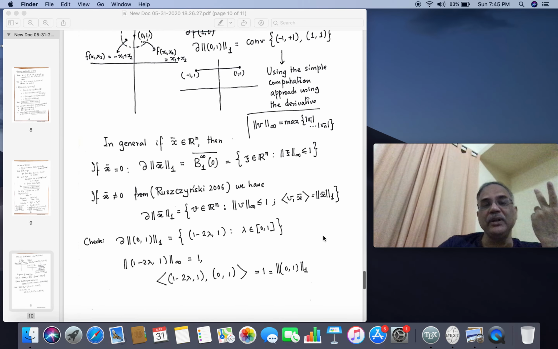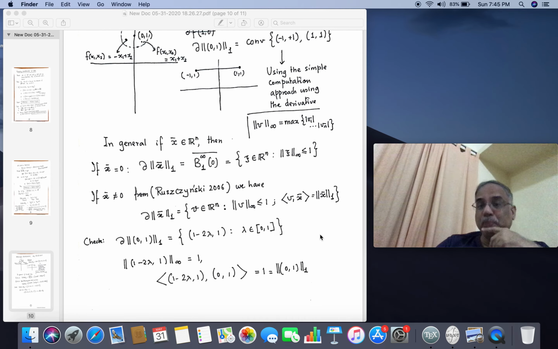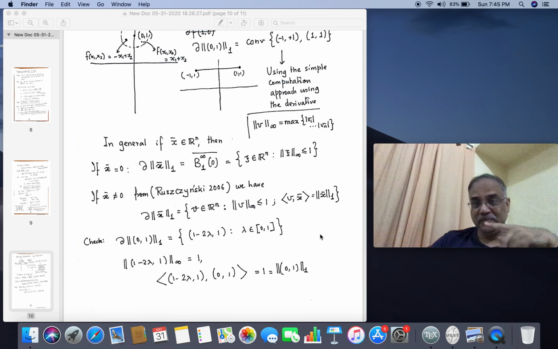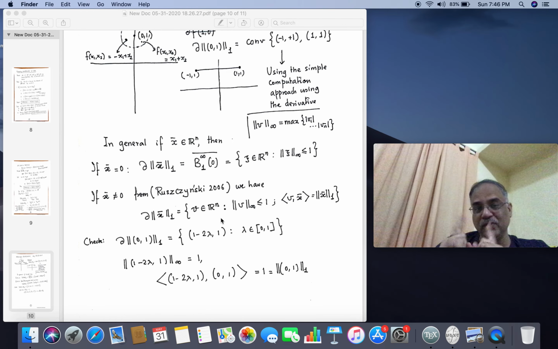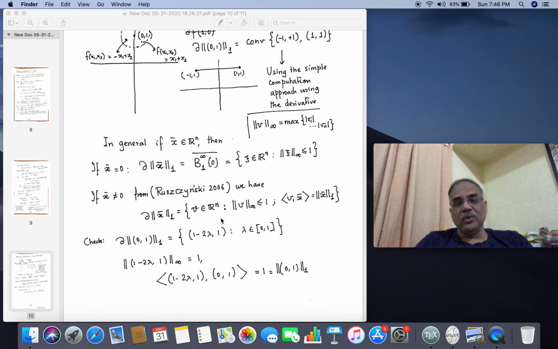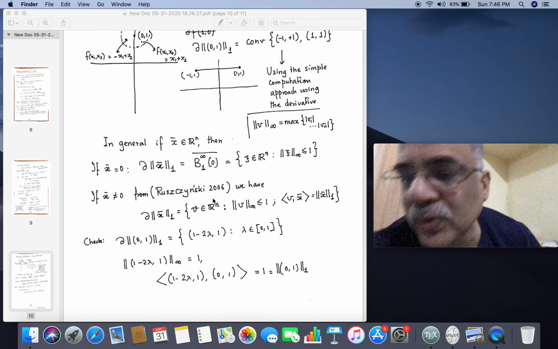Now what happens when x bar is not equal to 0? When x bar is not equal to 0, you can actually prove it. I have written it down from a specific example of Rusczynski, which he has done for dual norms or conjugate norms, from the L1 function specifically. Rusczynski's book from 2006 is called Nonlinear Optimization. If you want, I can show you.